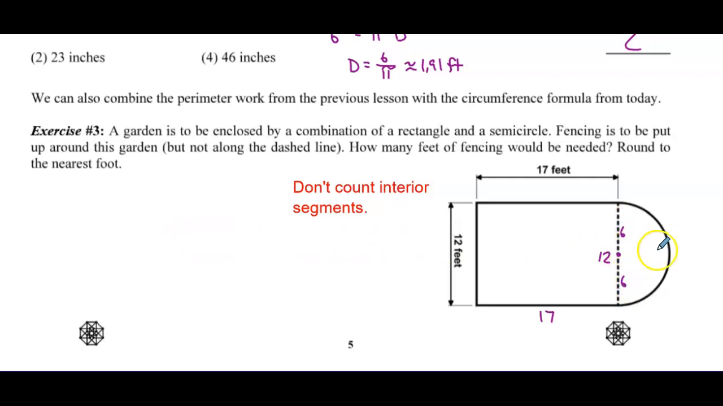And if I'm looking for the circumference of a semicircle, it's the same as the circumference of a regular circle, except you have to multiply by a half. So it's 1/2 pi times diameter. So in this case, 1/2 pi times 12. So half of 12 is 6. I get 6 pi. And if I add that 6 pi to the 12 and the 17 and the 17, my total perimeter is roughly 65. Not 66. Roughly 65 feet. So just solve them separately and then put them together at the end.